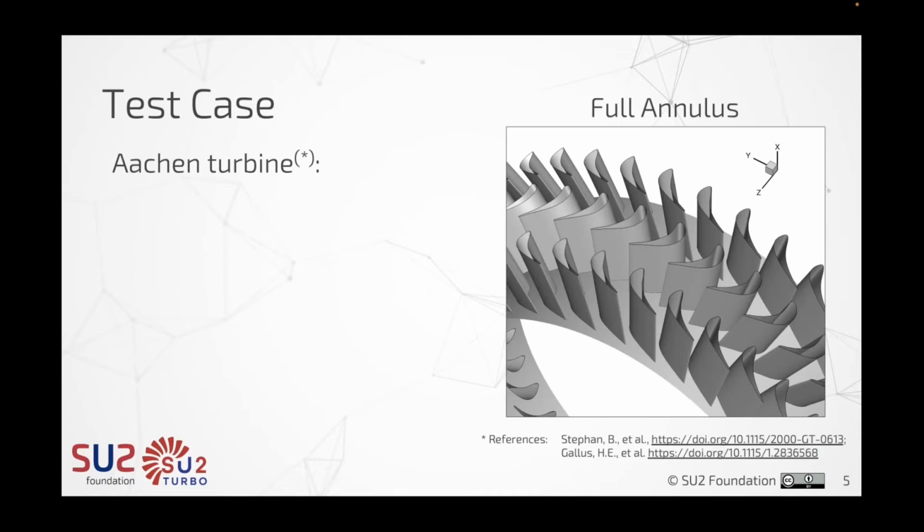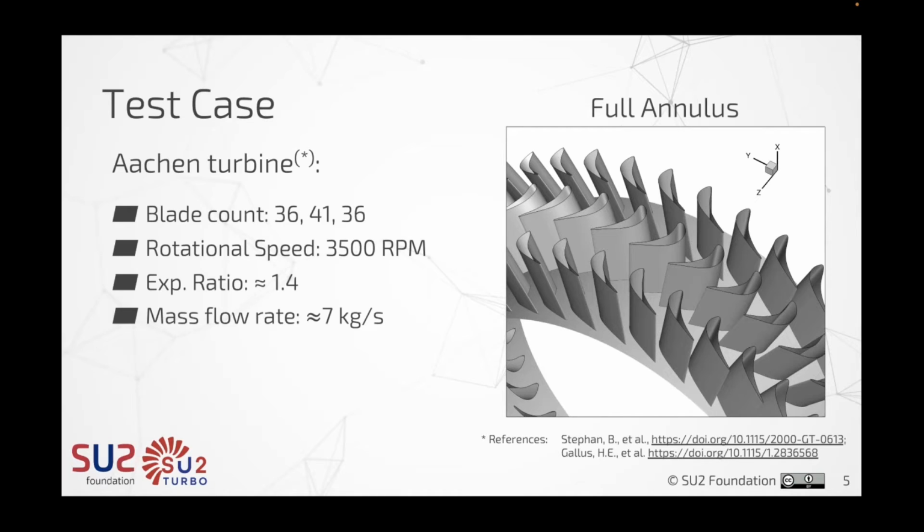All right. So of course, we need a test case. The test case we will be using today is this one here that I'll be referring to as the Aachen turbine, after the place where it was designed. It's a research turbine. It's one and a half stages, meaning that it has one stator, one rotor, and another stator that is exactly the same as the first one.